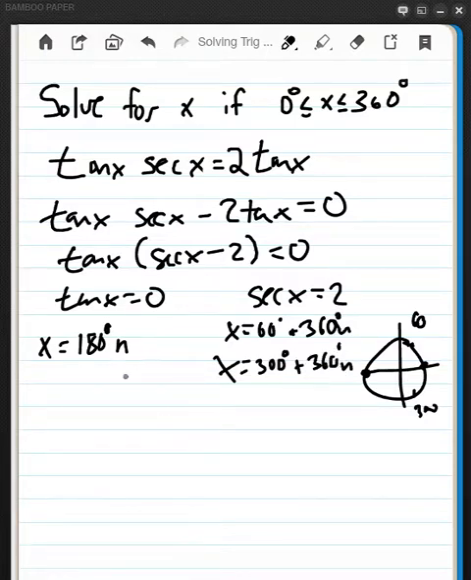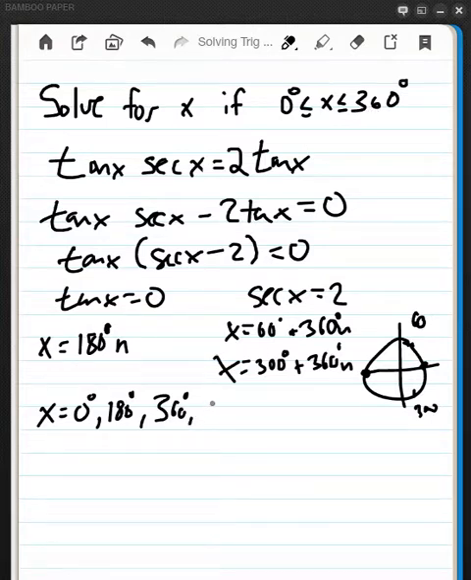Alright, so we've solved for every single possible angle that would satisfy the equation, but now we need to just restrict our x's between 0 and 360. So let's start with this equation. If we choose 0 as a value for n, we'll end up getting x is equal to 0, which is perfectly fine. If we choose 1 as a value for n, we'll get 180 degrees, which is fine. And if we choose 2 as a value of n, we'll get 360 degrees, which is fine as well, because all these values are inside of this interval, which is inclusive of 0 and 360.